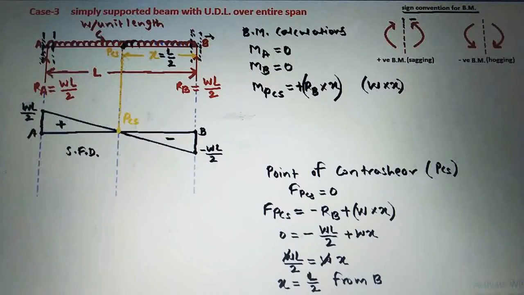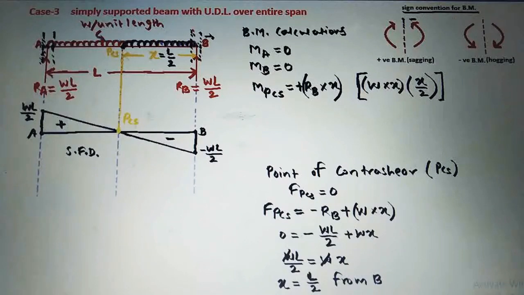See here, we have to consider only this portion of the U.D.L on the right side of this point of contra shear. So W into X will be the force, and as this U.D.L is acting over this span of X from the point of contra shear, and it is starting from this point, the perpendicular distance will be X by 2. So this will be the magnitude of the moment of this U.D.L from the point of contra shear. Now for the sign convention, with respect to the point of contra shear, the moment of this U.D.L will be clockwise.